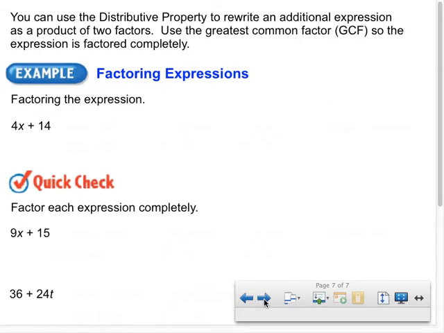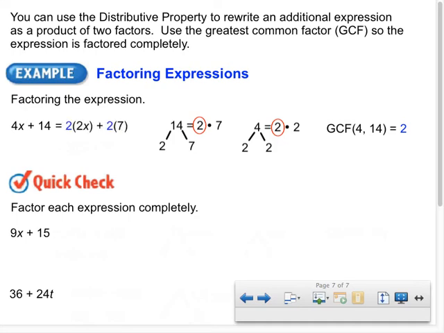Now, I want you to take a look at this last thing. I'm going to walk you through this first example. I don't need you to work it, just watch this. Look, we're going to go backwards, distribution properties. So here, GCF is 2, right? Isn't 2 the largest number that goes into 4 and 14? So watch, backwards, 4x equals 2 times 2x, right? And 14 equals 2 times 7. Do you guys see that?